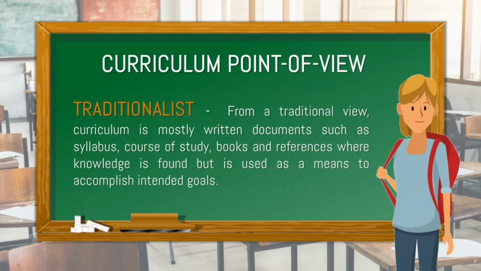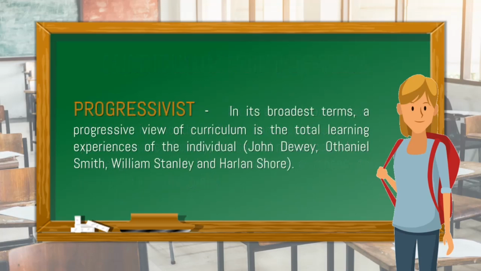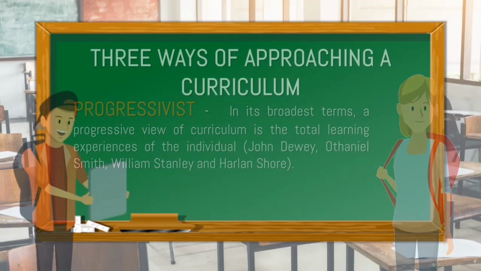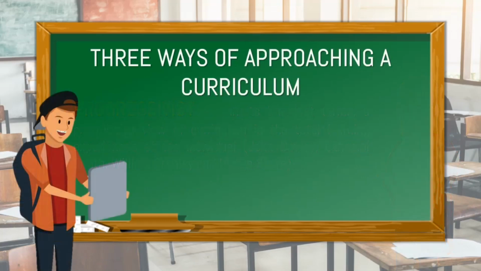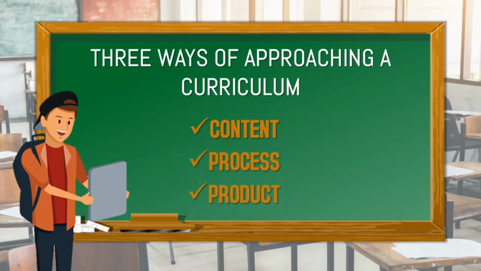There are two points of view in which curriculum is being viewed. It may be the traditionalist or the progressivist. Additionally, there are three main approaches in a curriculum: curriculum as a content, curriculum as a product, and curriculum as a process.